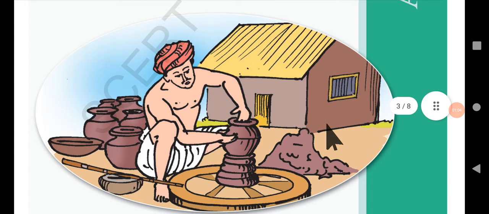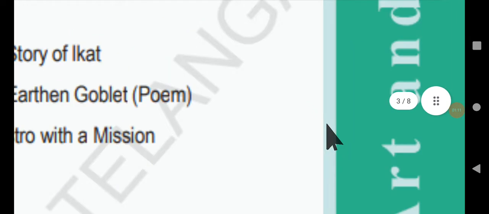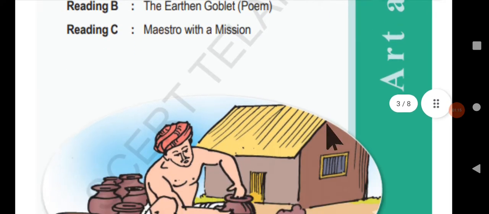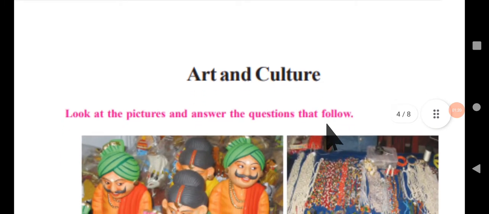So here this is the image which relates to the poem, and as you can see here on the right side, art and culture. So in this whole unit we are going to see the lessons which are related to art and culture, and please focus on the lesson.